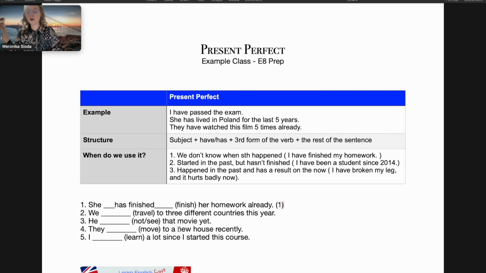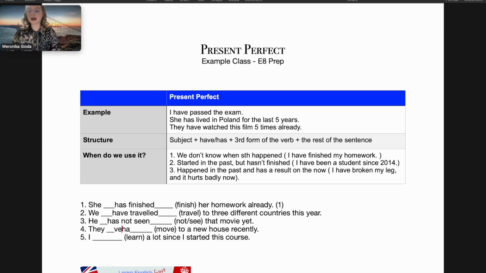Next up, we traveled to 3 different countries this year. So we, that is the plural form. So I will have we have. We have traveled. This is also regular, traveled to 3 different countries this year. Next up, we have number 3. He, this is once again the third form. So he has not, and seen is an irregular verb, seen that movie yet. Number 4, they have, right? This is not the third form. They have moved, this is regular, to a new house recently.